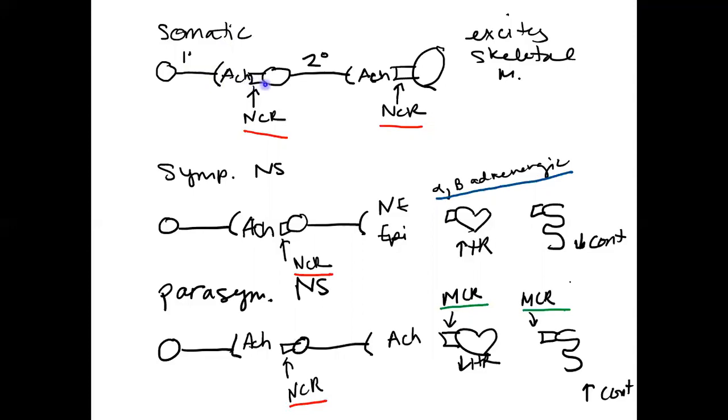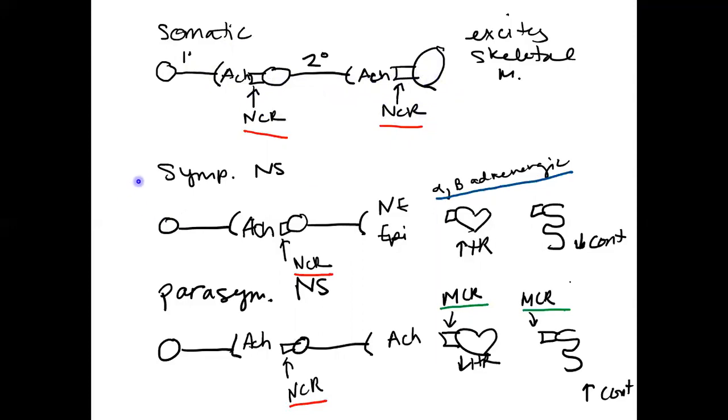That binds to nicotinic cholinergic receptors and excites the second nerve. That second nerve is going to release acetylcholine, and that's going to bind to nicotinic cholinergic receptors on the skeletal muscle and excite the skeletal muscle. So notice how nerve 1 to nerve 2 is acetylcholine binding to nicotinic cholinergic receptors, and then nerve 2 to skeletal muscle is acetylcholine to nicotinic cholinergic receptors, and it's going to cause skeletal muscle contraction.